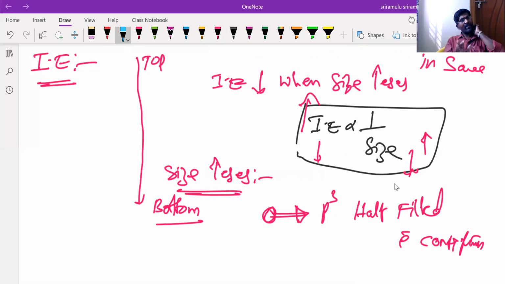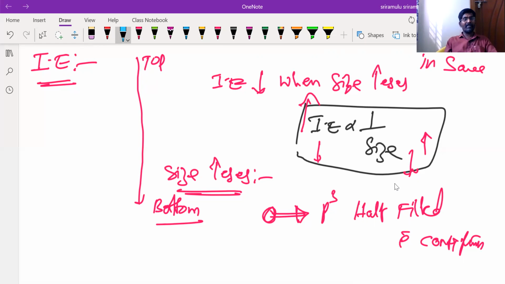Now what I'm explaining here is ionization enthalpy. You know the definition: the minimum amount of energy required to remove an electron from the outermost orbit of an atom present in the isolated gas state. Here we will study this phenomenon in the case of 15th A group elements. When the size increases from top to bottom, ionization enthalpy decreases; when size decreases, ionization enthalpy increases. So it is always inversely proportional to the size.